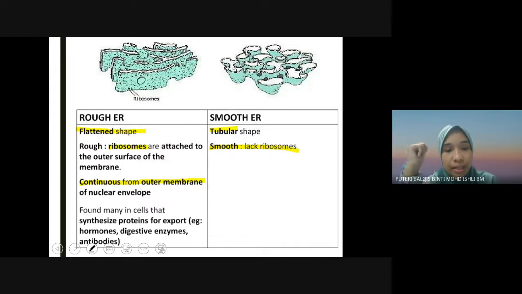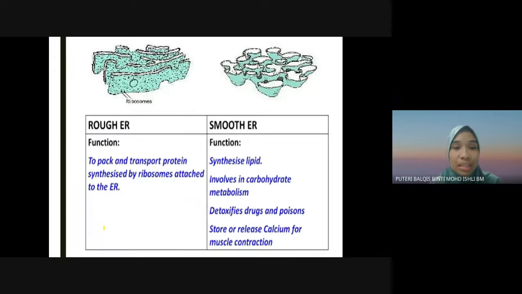Right? And rough found in many cells that synthesize protein for export. For example, hormone, digestive enzymes and antibodies. So this is the function of rough ER: to pack and transport protein synthesized by ribosomes attached to the ER.